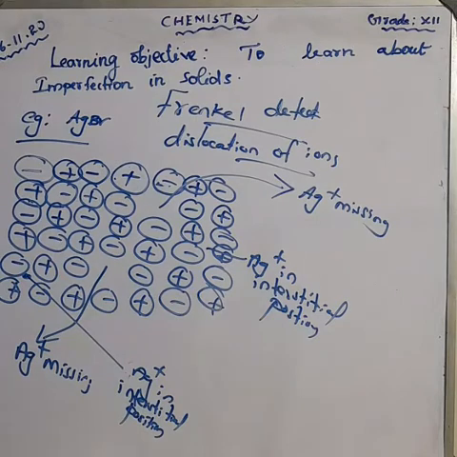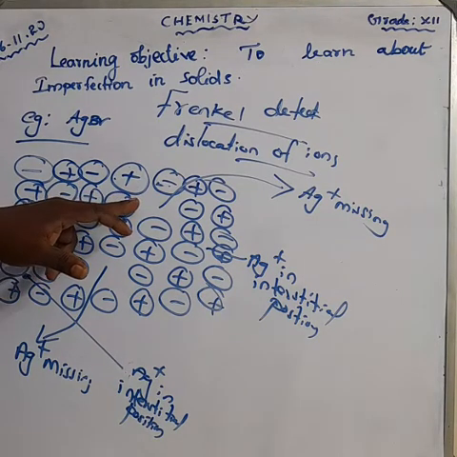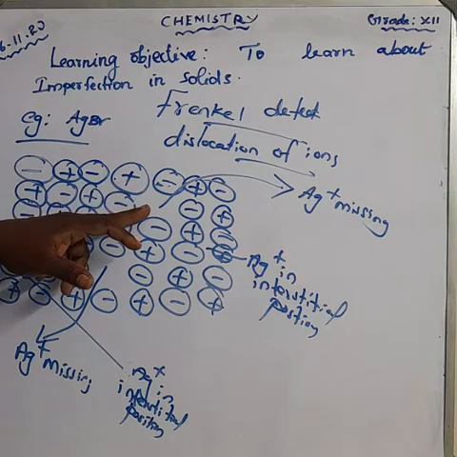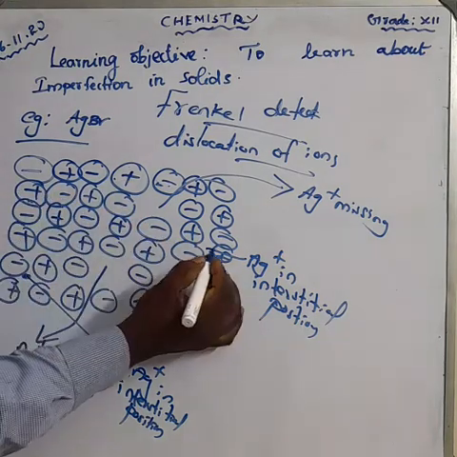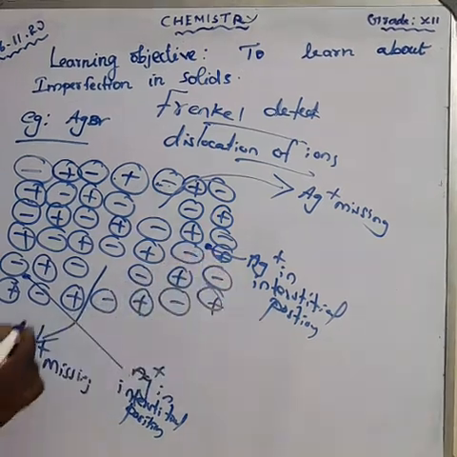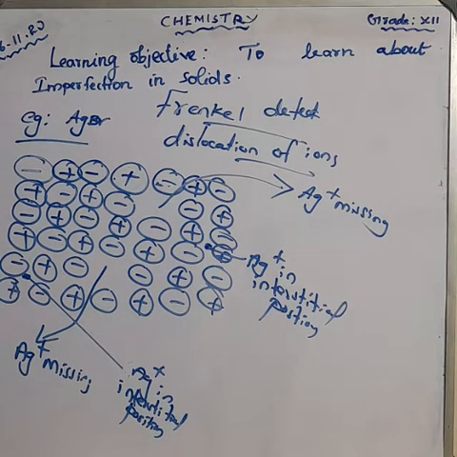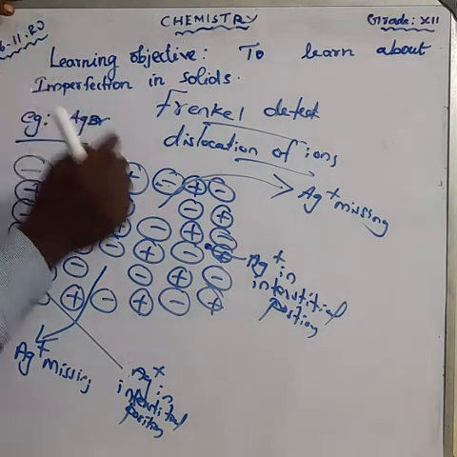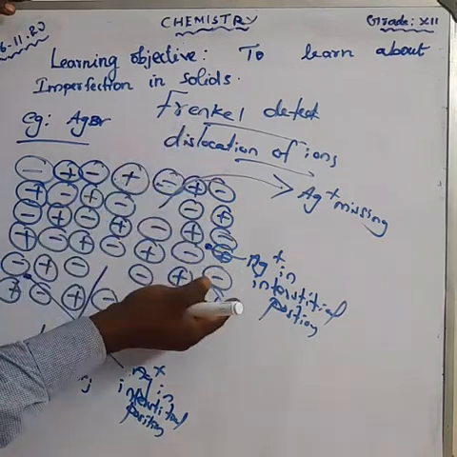Here Ag plus is missing. Here missing, but here having one of the Ag plus ions in interstitial position. Missing from the crystal lattice, but the ion which is missing from the lattice points should occupy an interstitial position. That means it is not actually missing, it should be dislocated.